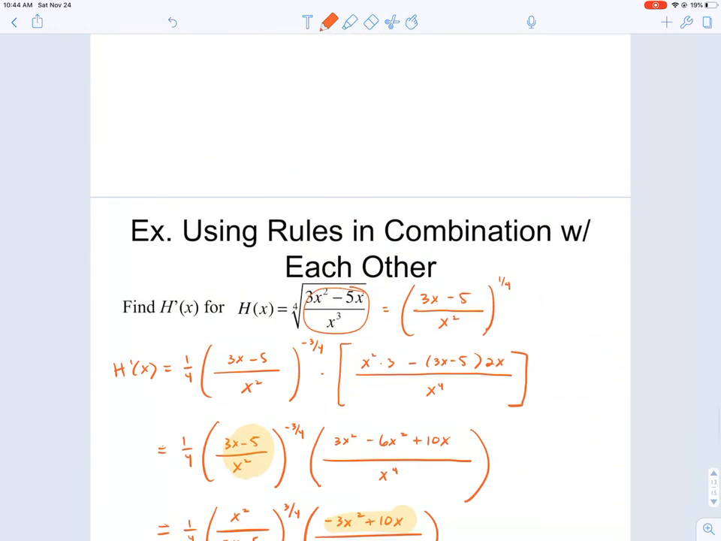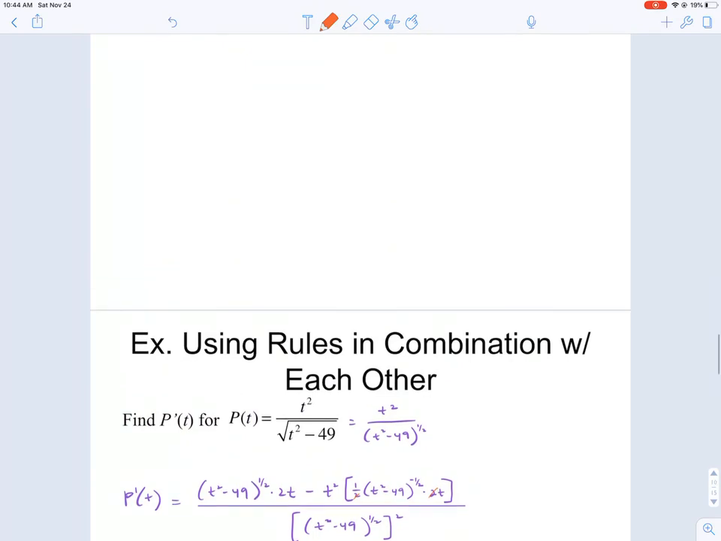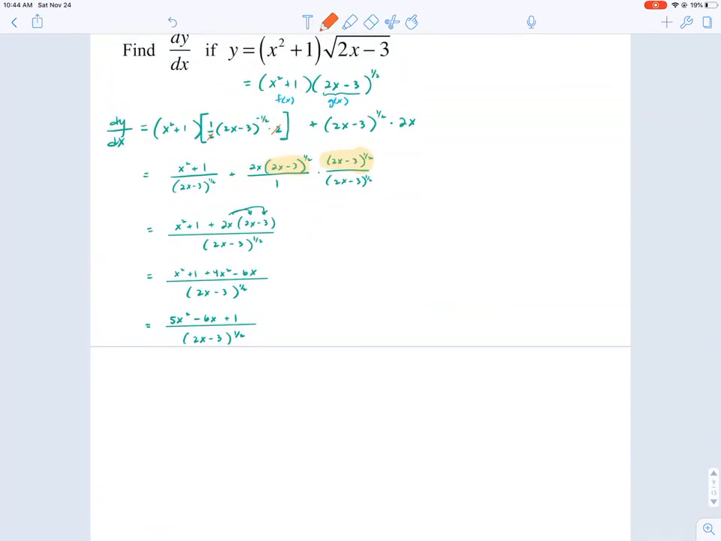Okay, so that's chain rule and also some examples of chain rule used in combination with some of the other rules that we've already talked about.